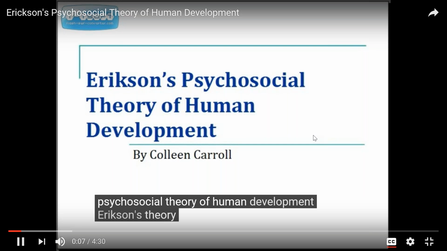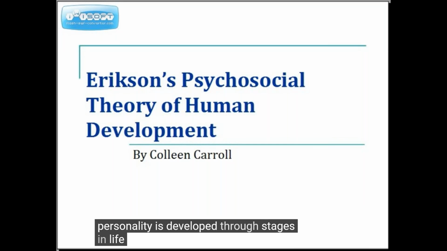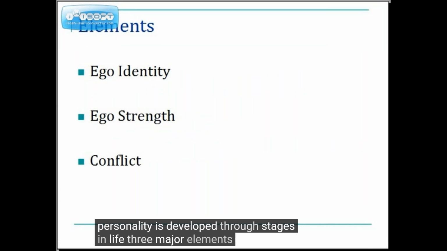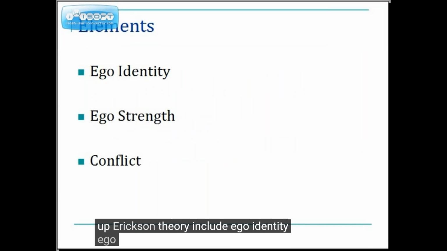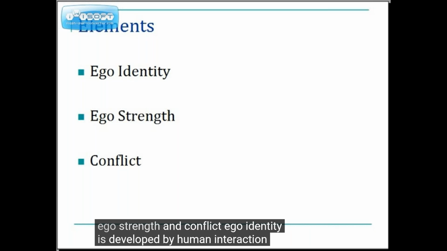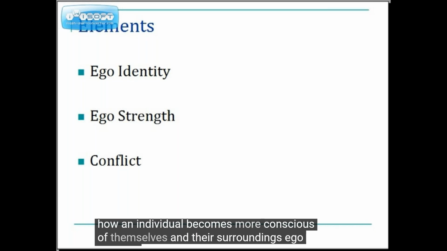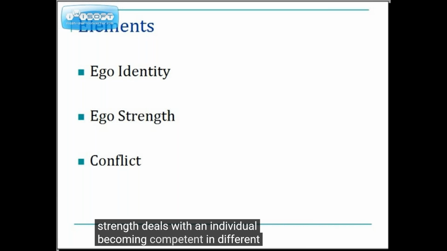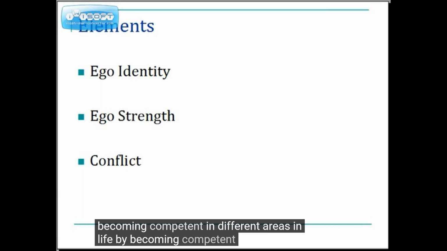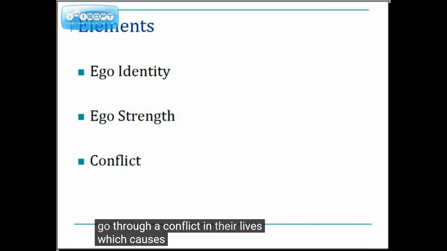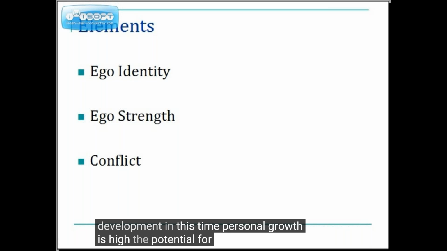Erikson's theory is based on how personality is developed through stages in life. Three major elements that make up Erikson's theory include ego identity, ego strength, and conflict. Ego identity is developed by human interaction and how an individual becomes more conscious of themselves and their surroundings. Ego strength deals with an individual becoming competent in different areas in life. By becoming competent in life, they feel more important. Erikson believed everyone at some point or another will go through a conflict in their lives, which causes a turning point in their development. In this time, personal growth is high, but potential for failure is equally as high.